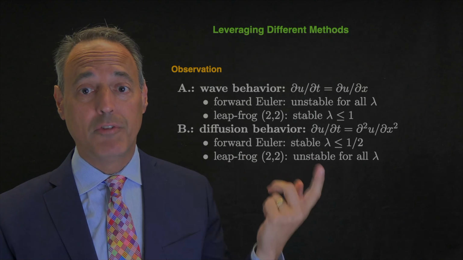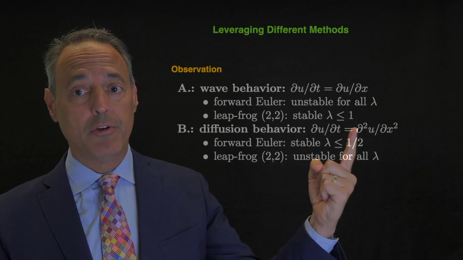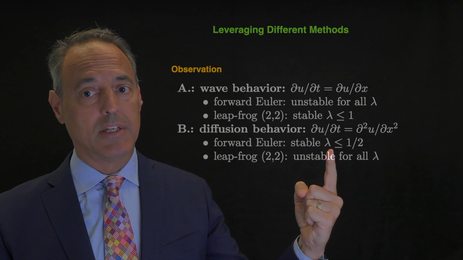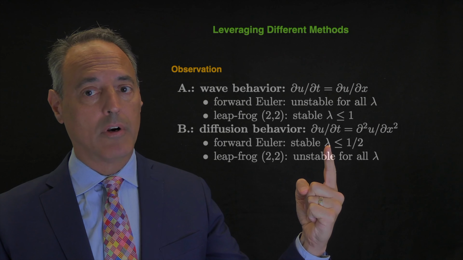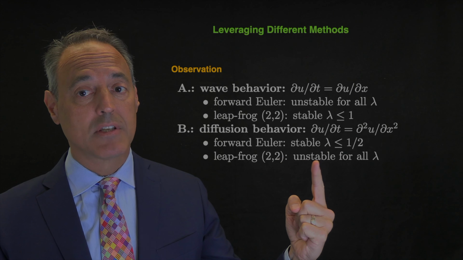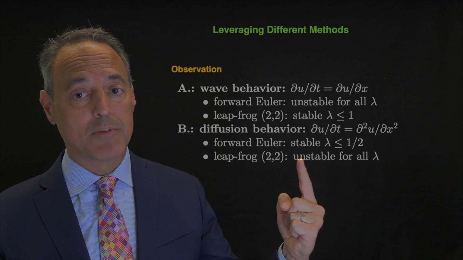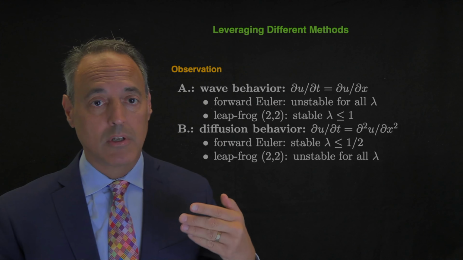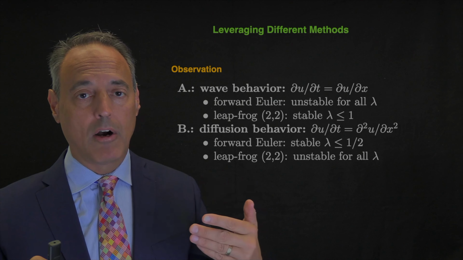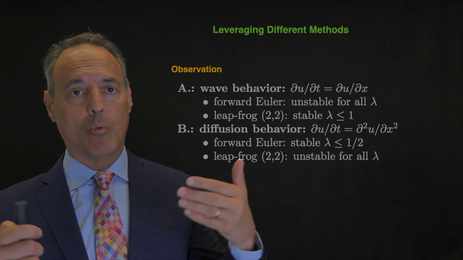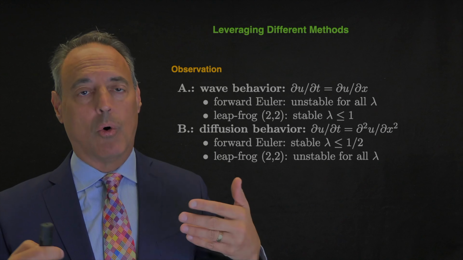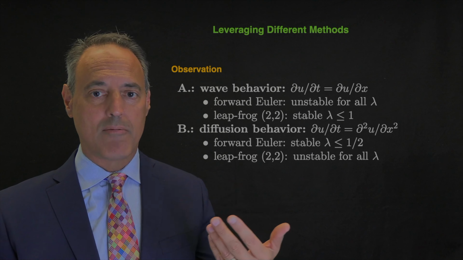Let's switch to the diffusion behavior. If I have a diffusion equation, u_t = u_xx, then forward Euler in this case is stable for lambda less than or equal to half. However, leapfrog itself is unstable for all lambda. So these two schemes, forward Euler and leapfrog, behave very differently. Leapfrog works for wave behavior, but does not work for diffusion. Euler works for diffusion, not for wave behavior.